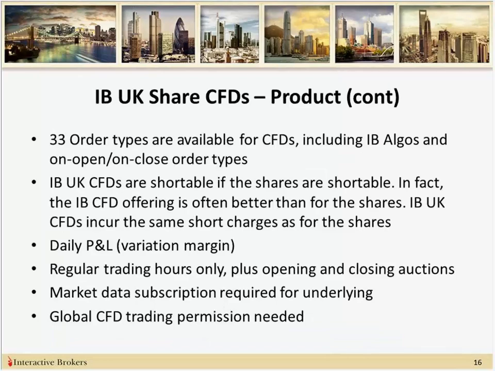There are 33 order types available to IB UK clients for CFD trading, including algorithms and on-open, on-close orders. Sellers can create short CFD contracts if the underlying shares are available for shorting. IB UK offers many shortable CFDs. Profit and loss calculations are posted daily to client accounts, while trading is the same as that on exchanges for the underlying shares.